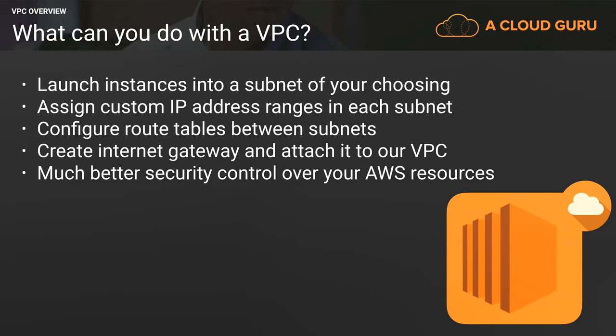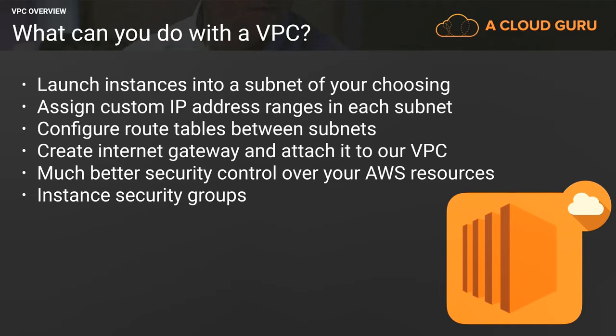You're going to get much better security control over your AWS resources. This is because you can use things like network ACLs to block specific IP addresses, for example. You can also move instances into private subnets, so that stops people from being able to access them. Our instance security groups we can deploy inside our VPCs.